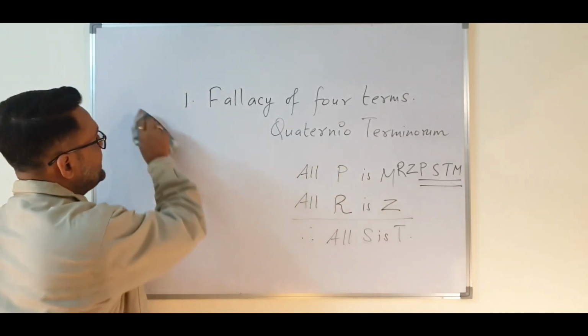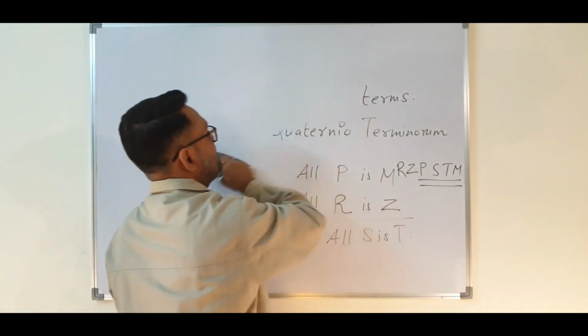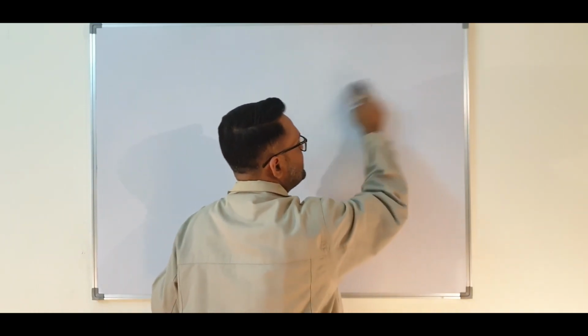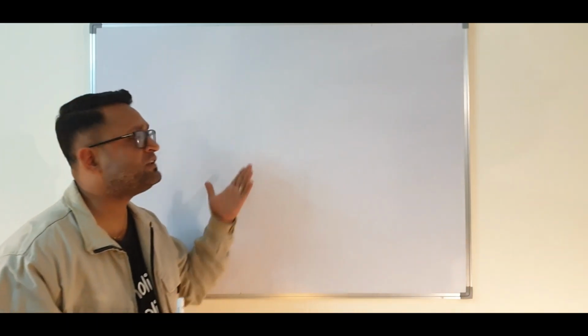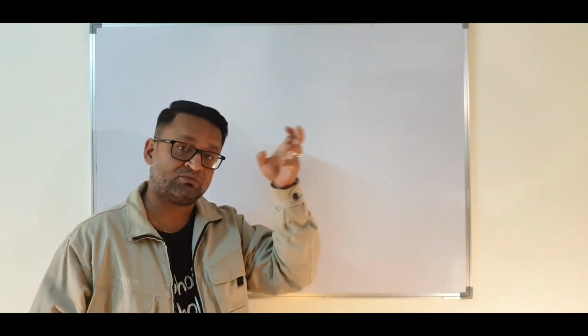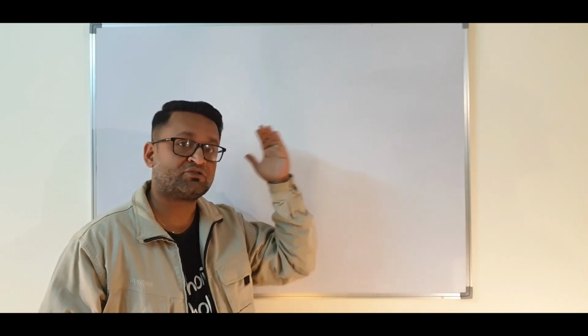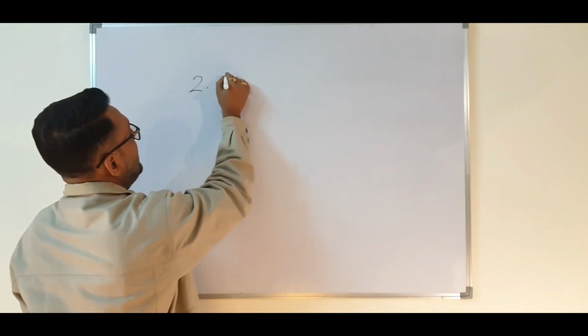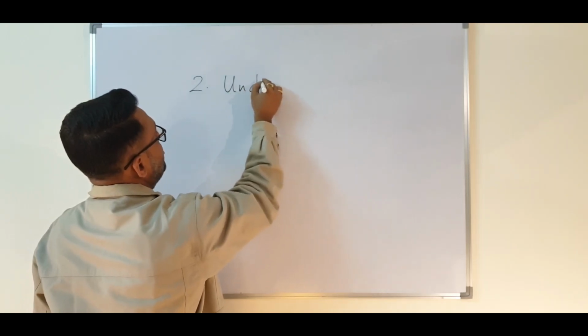Okay, so let us now start with the basic rules, because there are actually six rules. The first rule, you may not find it in some books because some books may not be even dealing with this rule, but this is the first rule which you should always apply. The second rule says undistributed middle.